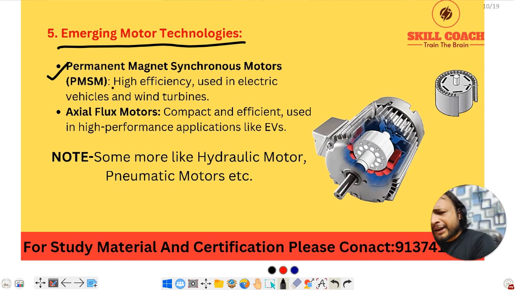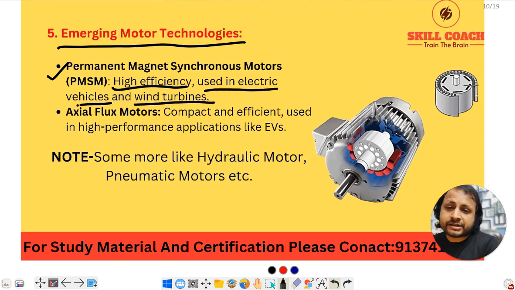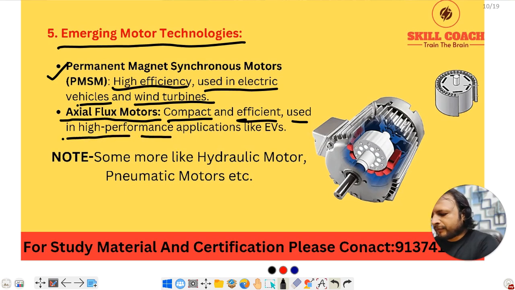And why we are using it, it has very high efficiency, used in electric vehicles and wind turbines. So sustainable transportation के लिए ये सोचो how much important it is. And the second one is what? Axial flux motor. ये इसको भी डिटेलिंग में जानिए अच्छे से पूरा. So this is very compact, efficient, used in high performance applications like electric vehicles. तो ये अभी हाई डेवलप्ड है, डेवलप स्टेज में है, इस पर काफ़ी तेज़ी से रिसर्च चल रही है और बन भी चुका है. ऐसा नहीं है कि ये वर्किंग में नहीं है, वर्किंग में है, बट पीपल आर वर्किंग ऑन दैट.